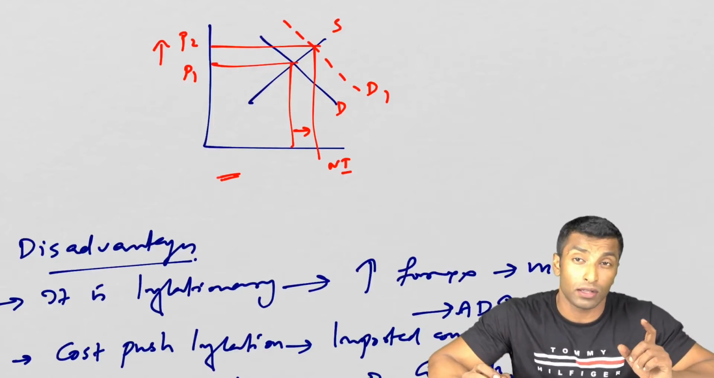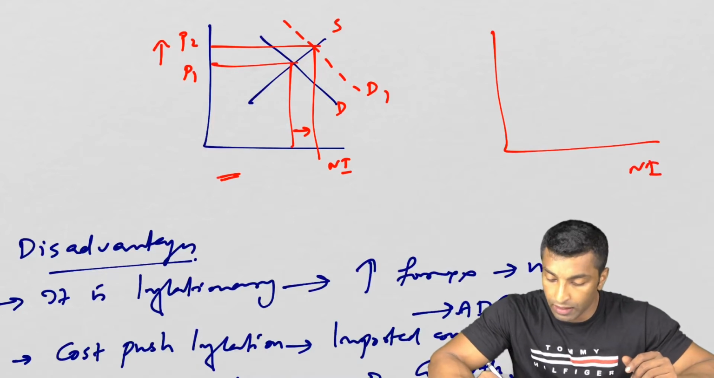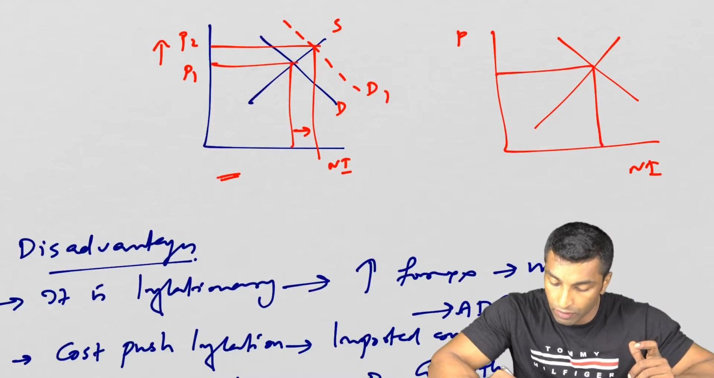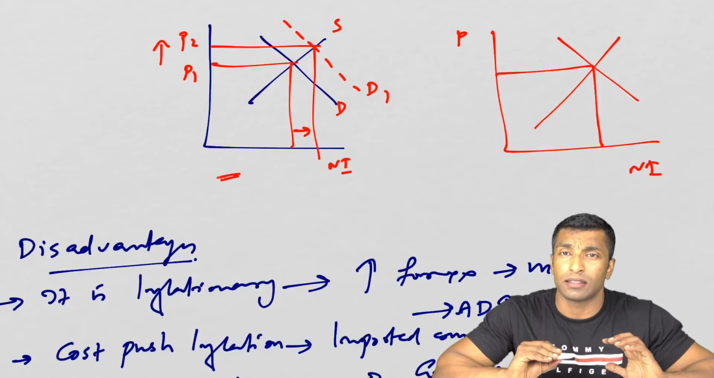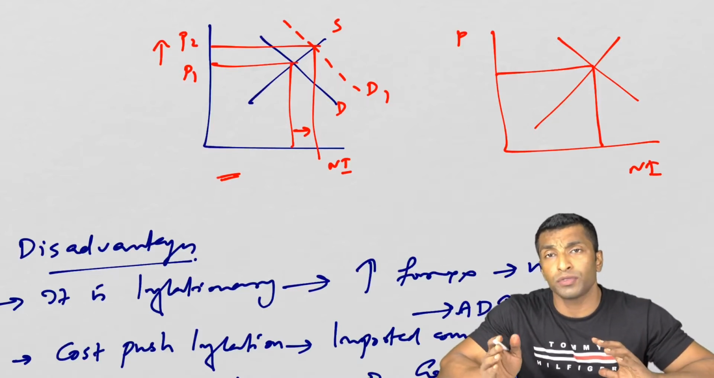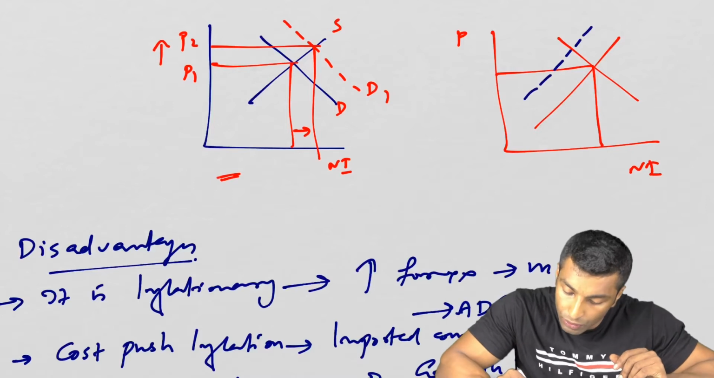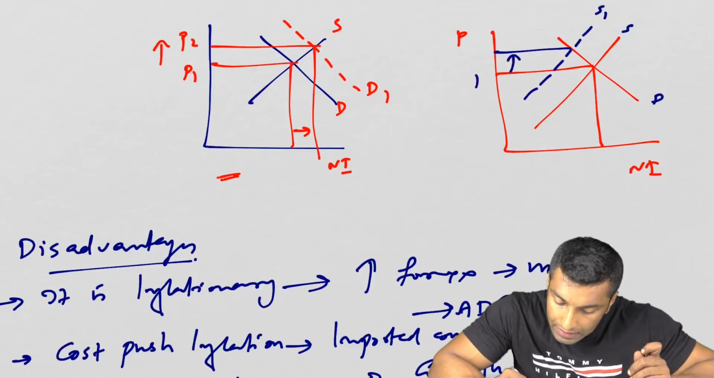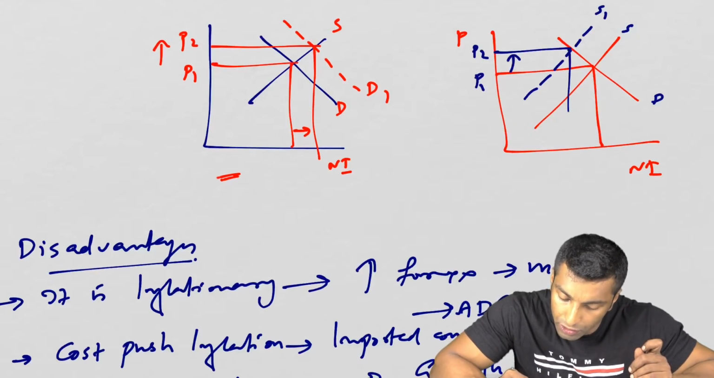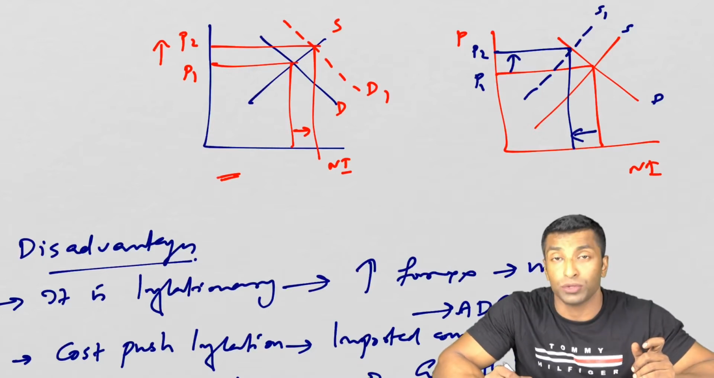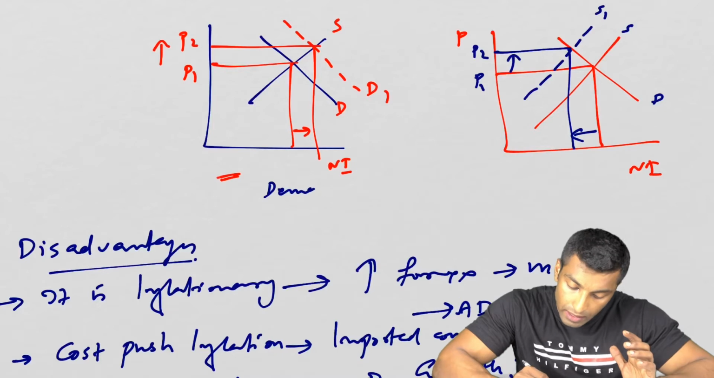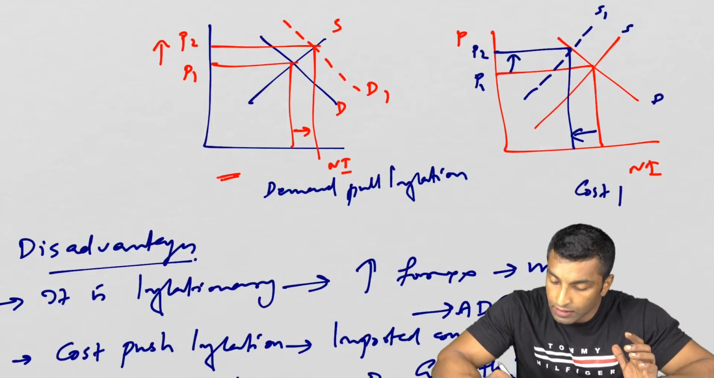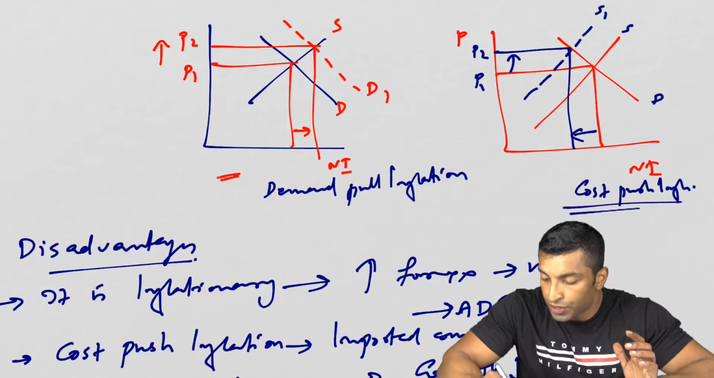On the other side, if you take the cost push inflation, I'm drawing it here again, national income, price. Let's take this normal scenario like this. This is the equilibrium position. Cost push means supply will be less, so the supply curve shifts leftward. This is the supply curve, this is the demand curve, this is the new supply. So you can see here the price is increased from P1 to P2, but national income reduced. So that is the reason why I've told you this is demand pull inflation and this is cost push inflation.